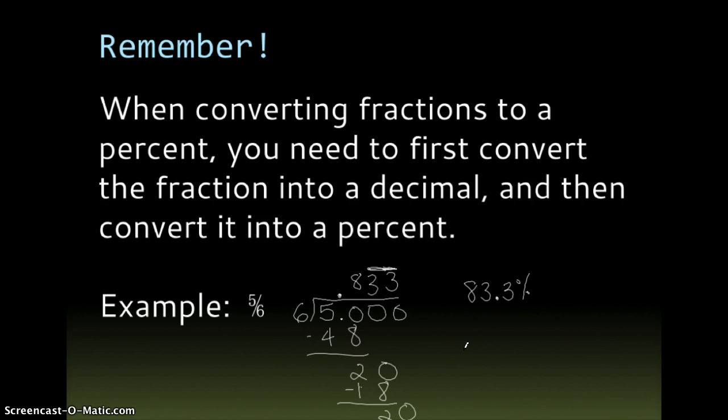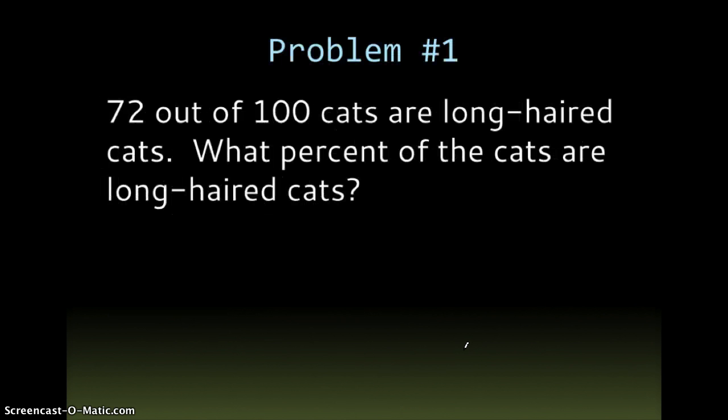All right, so let's try the next problem. We have 3 problems. Here's the first one. 72 out of 100 cats are long-haired cats. What percent of the cats are long-haired cats? And I would like you to write this problem down and make sure you show all your work as I'm doing my work. So if we have 72 out of 100 cats, then we are going to make a fraction first. So remember, it's part over whole. Okay, and our part is 72 over whole 100 because we have 100 cats total.